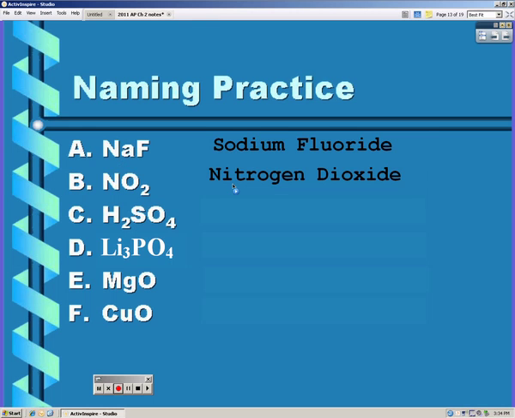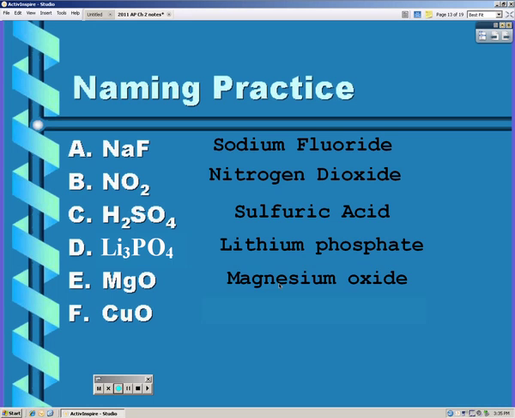The third one starts with hydrogen, so it's an acid. Sulfate turns to "ic," making it sulfuric acid. The fourth one doesn't start with hydrogen, doesn't start with a nonmetal, and we know the charge of lithium, so it's just lithium phosphate. The fifth one, again, not a hydrogen, not a nonmetal, not a transition metal. We know it, so it's just magnesium oxide.